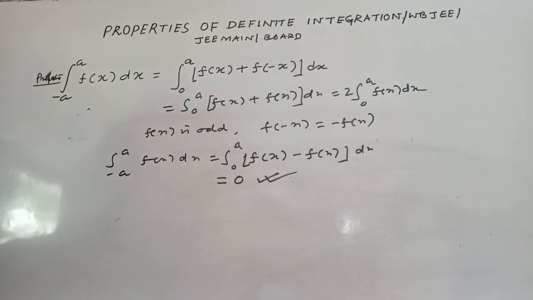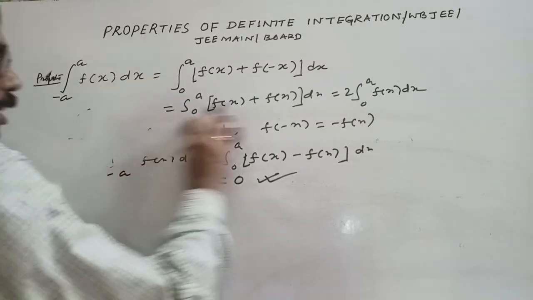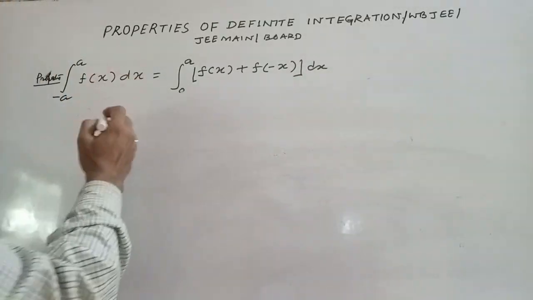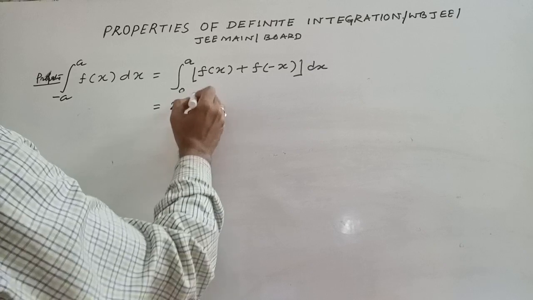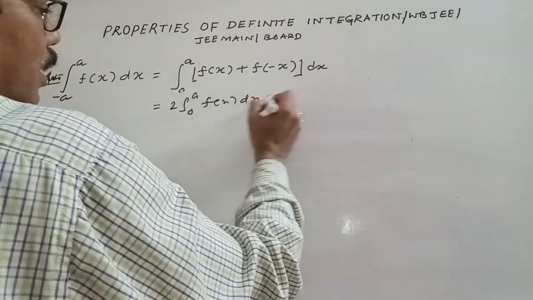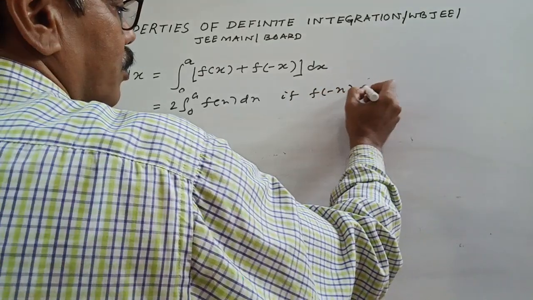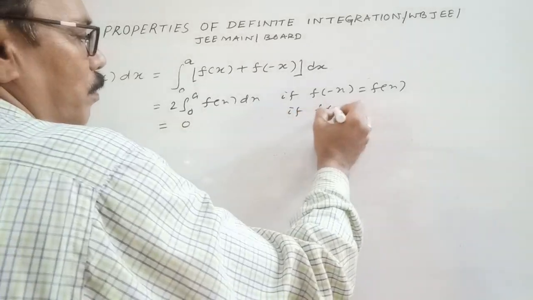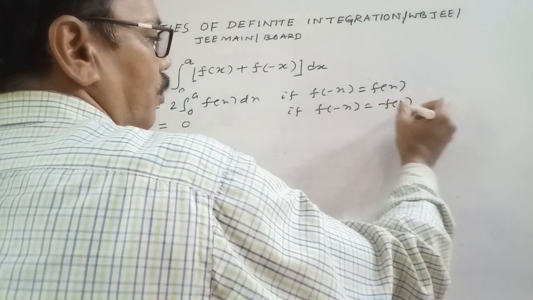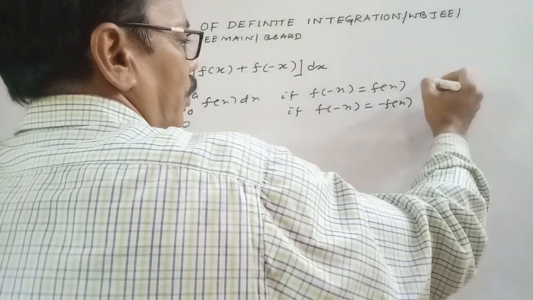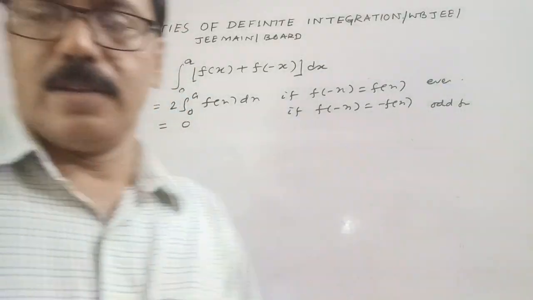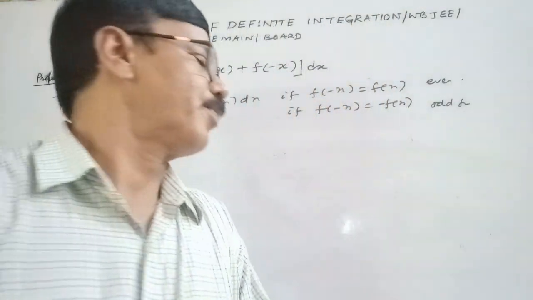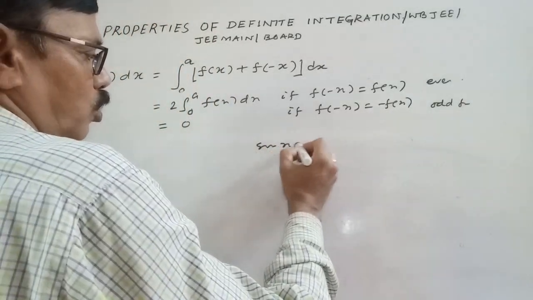So if f(x) is even function, what is our final result? Consequence of this property: 2 into integral from 0 to a of f(x) dx if f(minus x) equals to f(x), and equals to 0 if f(minus x) equals to minus f(x). This is odd function and this is even. So function may be even or odd or none also. Suppose sin x plus cos x.